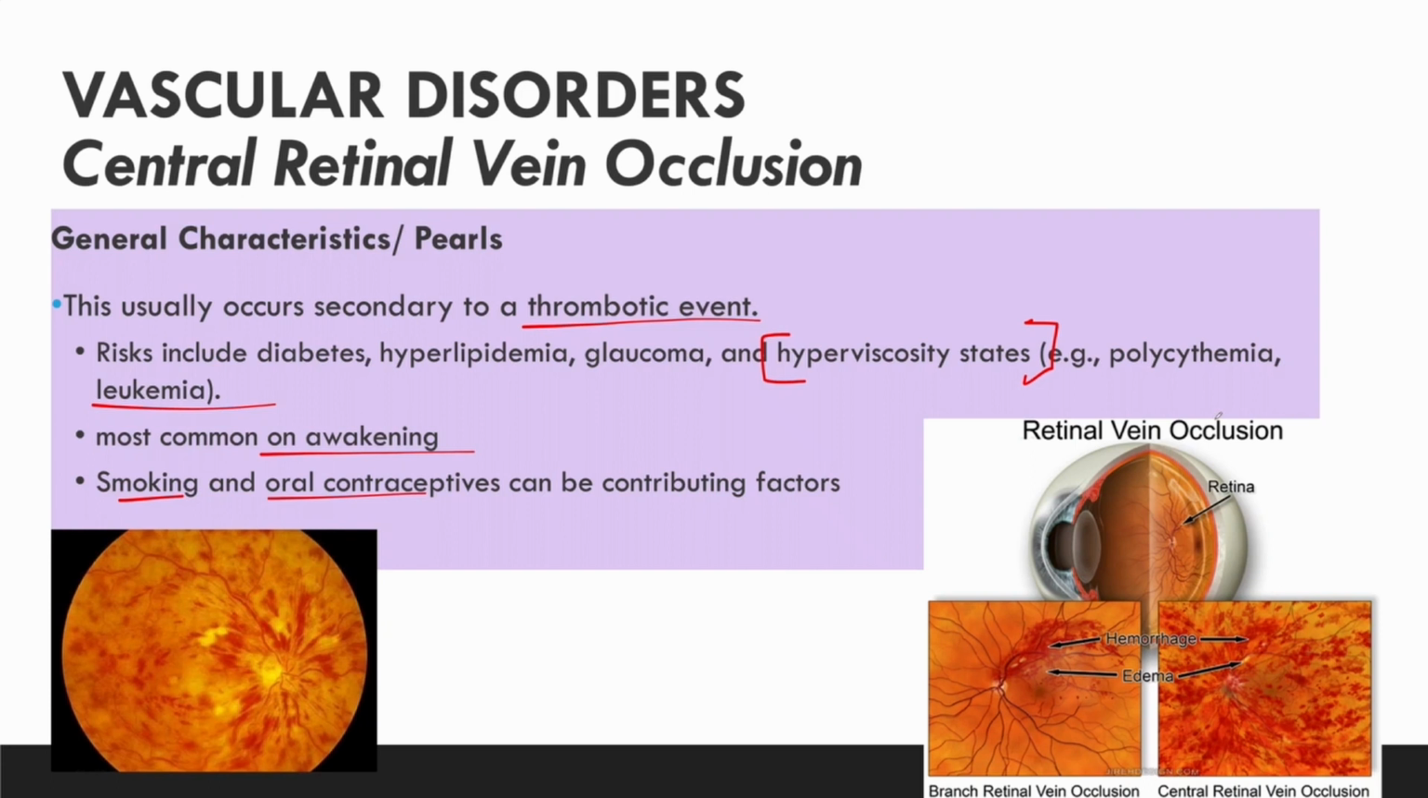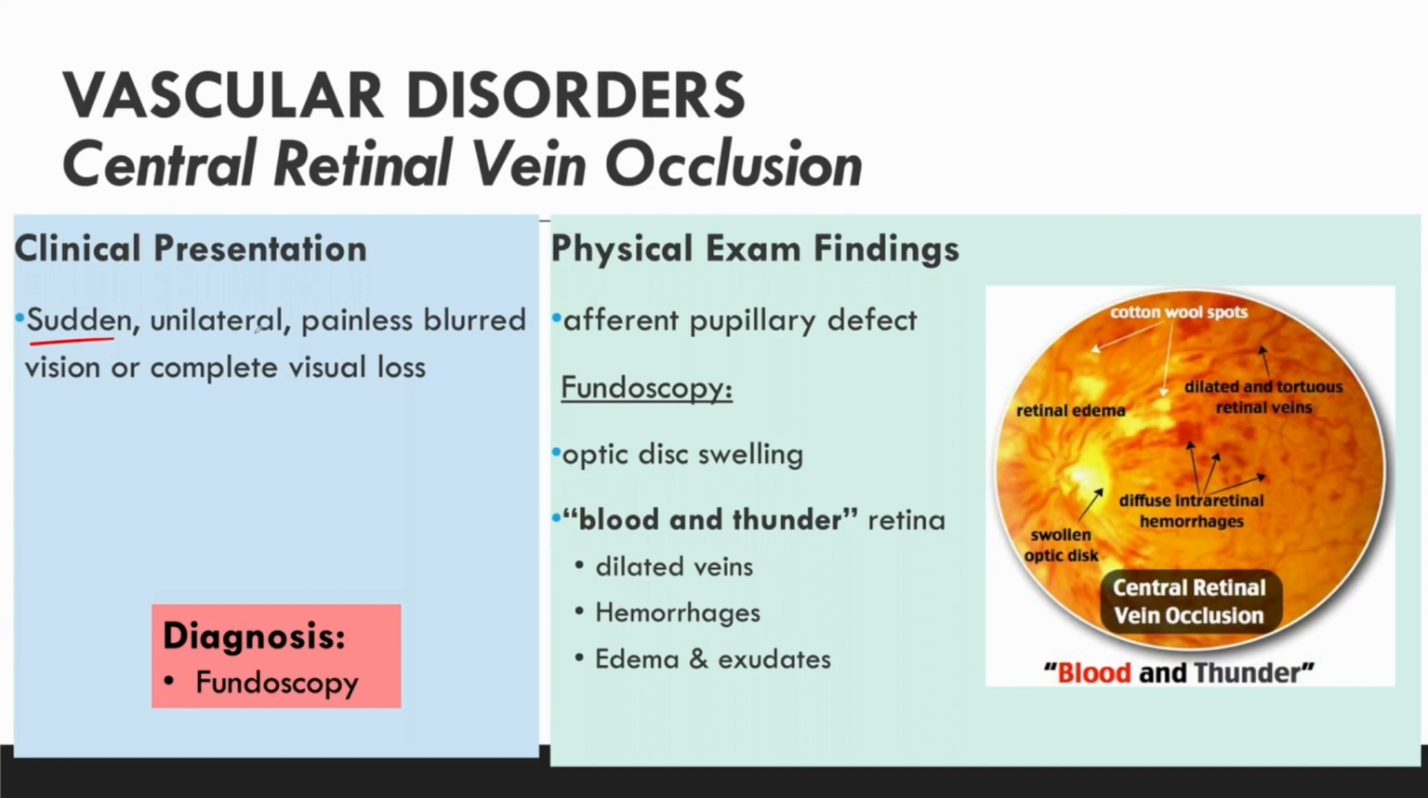This is what's called blood and thunder. It looks like something straight out of Game of Thrones, like the Song of Blood and Thunder. That's what it reminds me of. It looks bad, and that is because the veins are so engorged that they're starting to leak and burst all over the place. It can be sudden, but sometimes more gradual, unilateral painless blurred vision or complete vision loss.